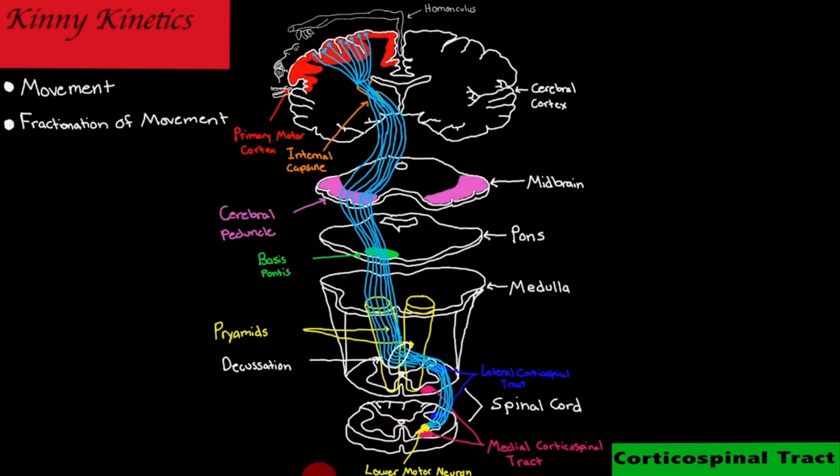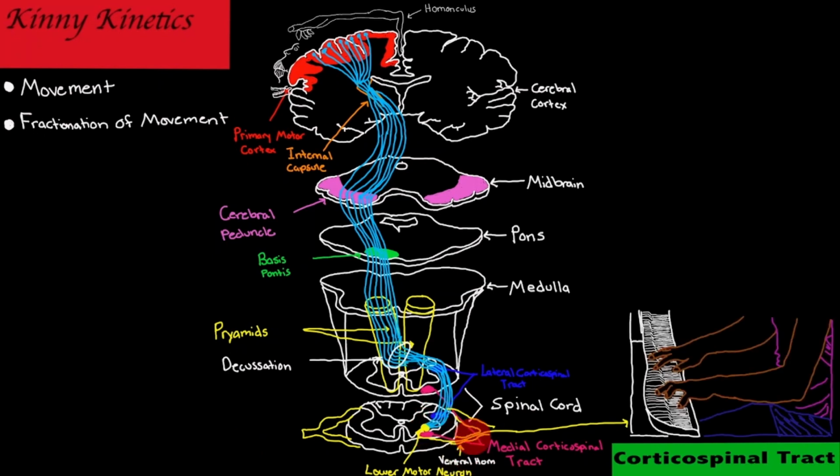Here it synapses with a lower motor neuron that controls the arms and the hands. The signal travels through the ventral horn of the spinal cord and innervates these muscles on the piano player within the hands and the arm. The other 12% of the fibers that enter through the medulla stay on the ipsilateral side. Here, the signal travels through the medial corticospinal tract and synapses with the lower motor neuron on the ipsilateral side and the contralateral side. The motor neuron leaves the ventral horn of the spinal cord to go and innervate the muscles of the neck, shoulder, and the trunk.